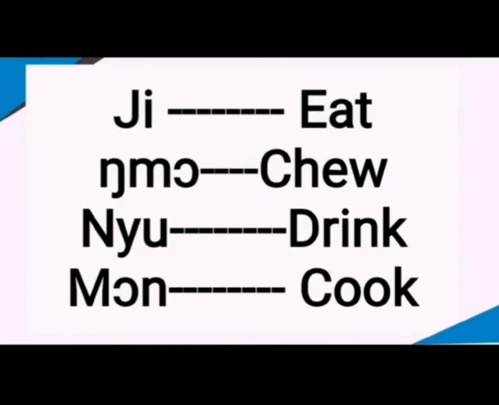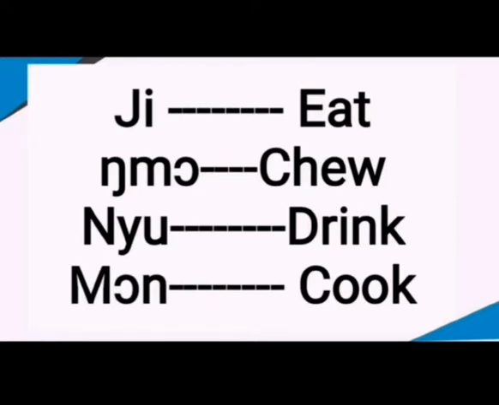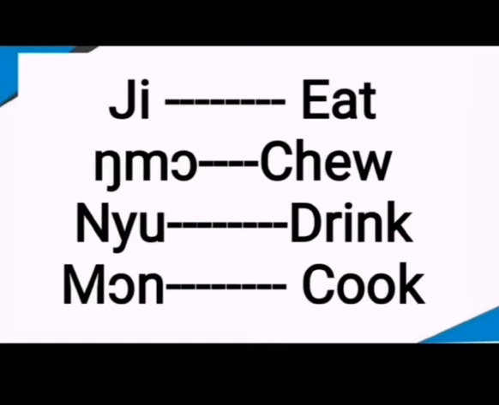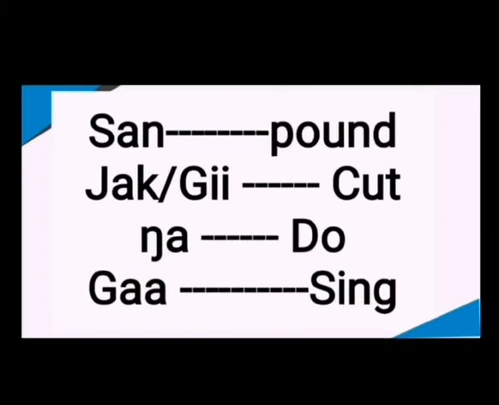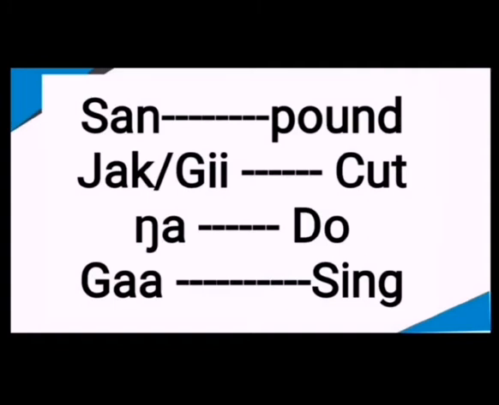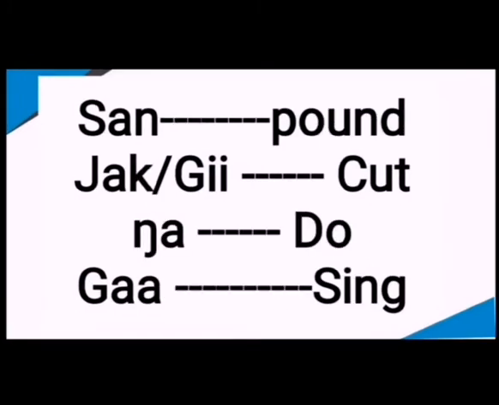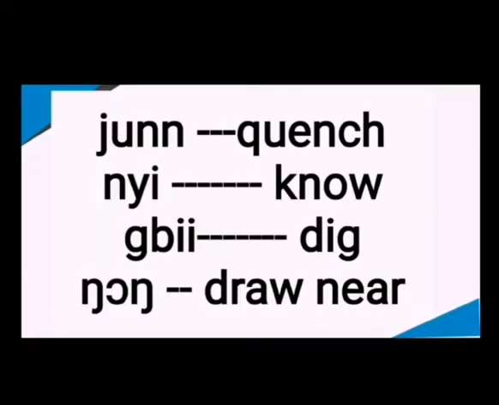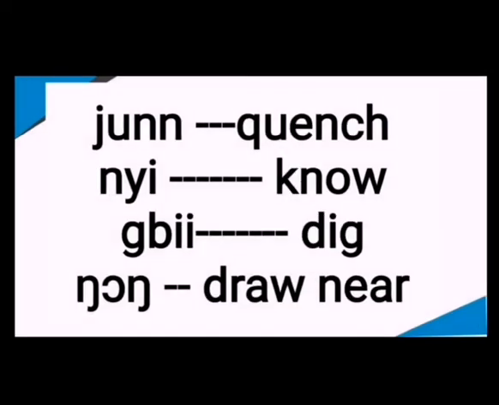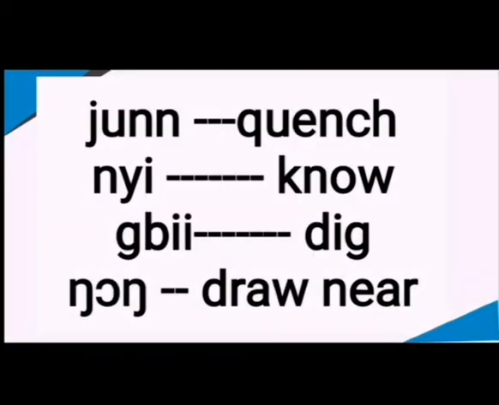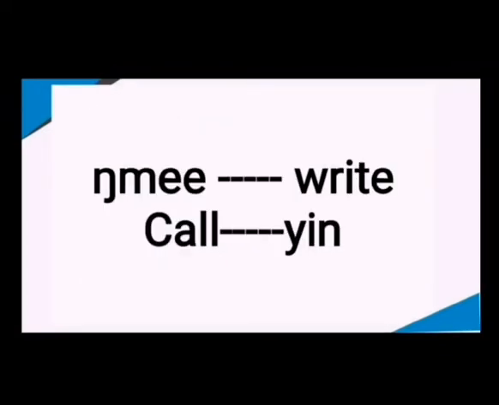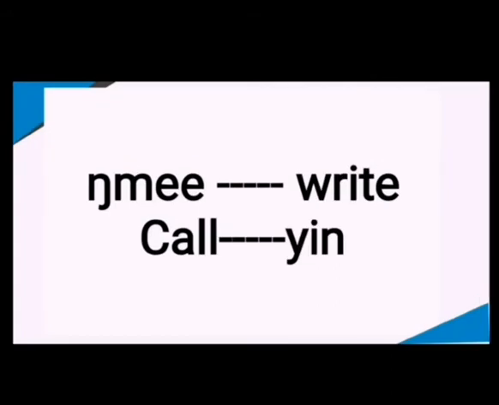Examples of verbs: Gii, eat; Mɔn, cook; Nyu, drink; sign, pound; Jack be Gii, cut; do, Gaa; sing; Junn, quench; no, gbii, draw near; Ŋmee, right; call, yen.